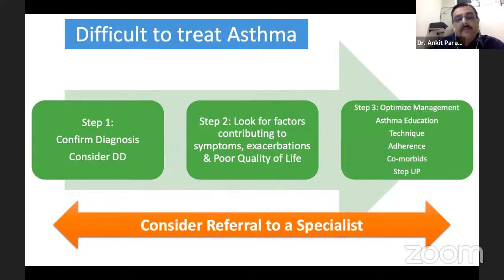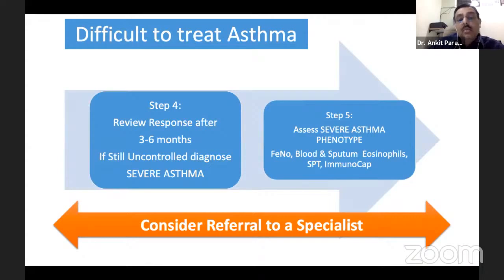So if you have a difficult to treat asthma, you confirm the diagnosis, consider a differential diagnosis, and look at factors which are contributing to symptoms, exacerbations, and a poor quality of life. And you optimize the asthma education, the technique, adherence, comorbidities, and then you decide a step up. Now, once you're coming at step 4, and this I have taken from the booklet which comes from GINA, and it is available on the net regarding severe asthma management in adolescents and adults, and there are few steps which are common for children. So you follow up these children for 3 to 6 months, and if they're still poorly controlled, then you will call them severe asthma.